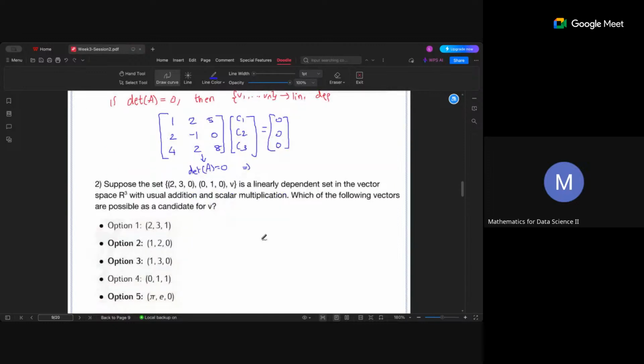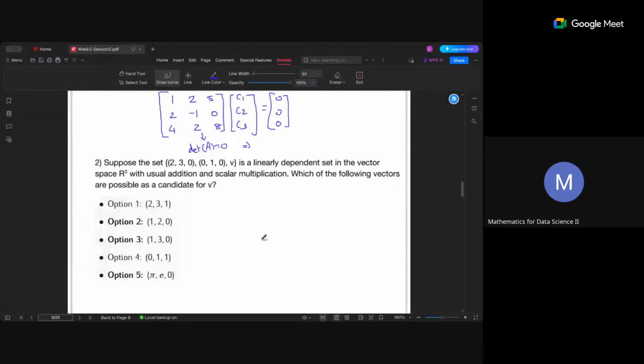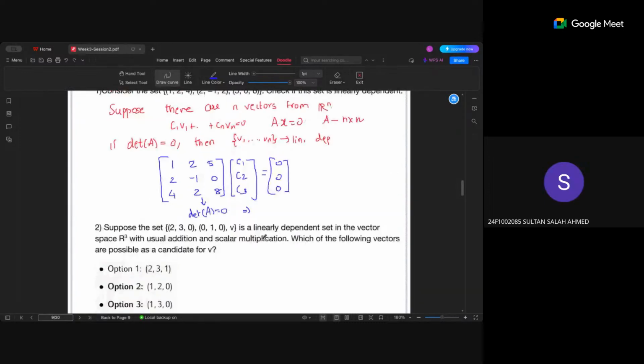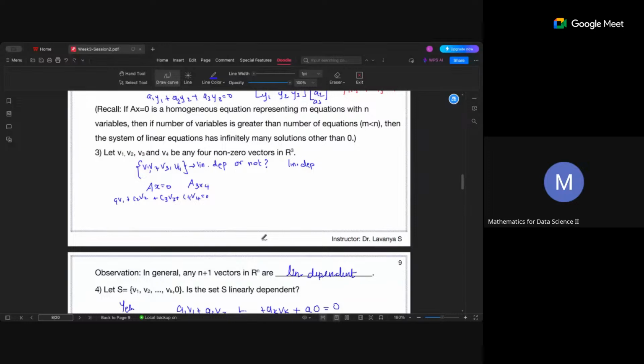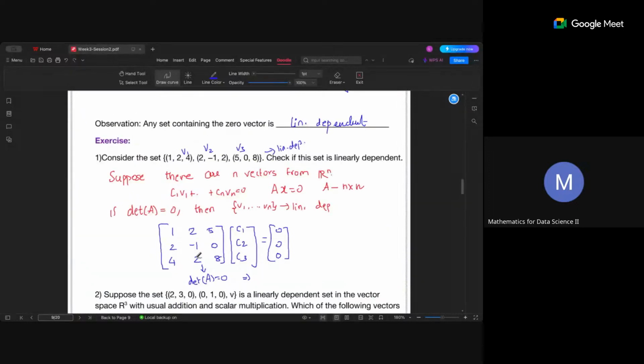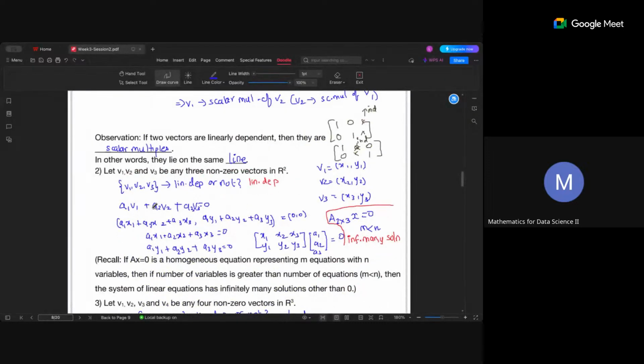Okay, so let us look at the next question. Read the question, everyone. First, try to understand. Ma'am, why did you put the vectors column-wise? It does not matter, because the determinant of A and the determinant of A transpose are the same. But this is the system you are going to obtain: a1 v1 plus a2 v2 plus a3 v3 equal to 0, so you get x1 x2 x3 here, y1 y2 y3 here, right?